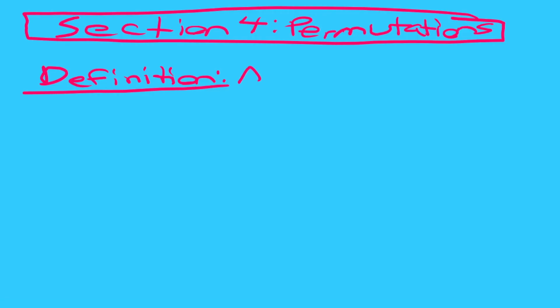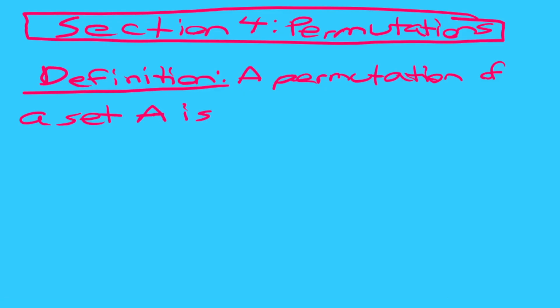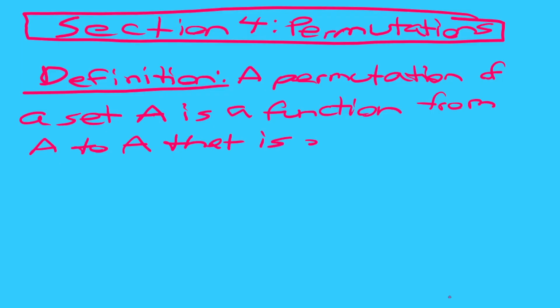So, a permutation of a set called A is a function from A to A that is 1 to 1 and onto, or it's bijective.